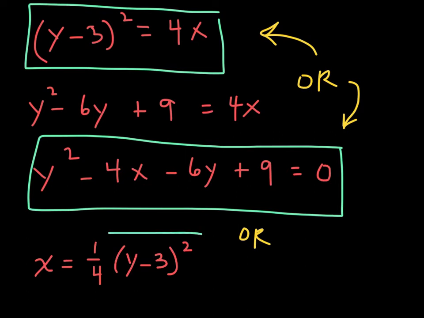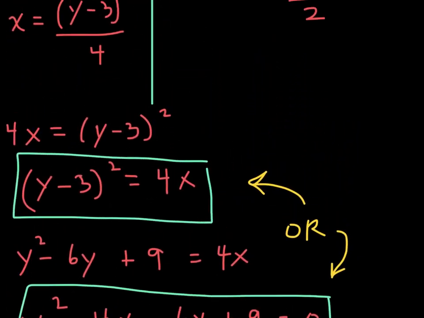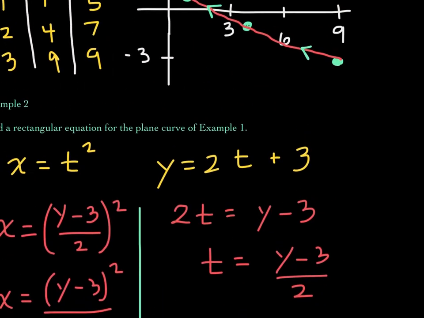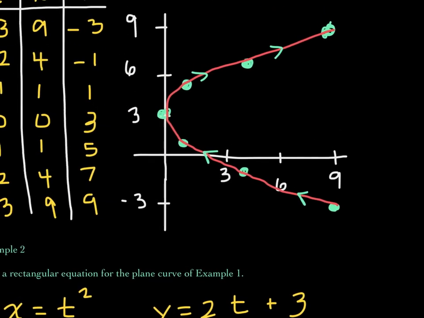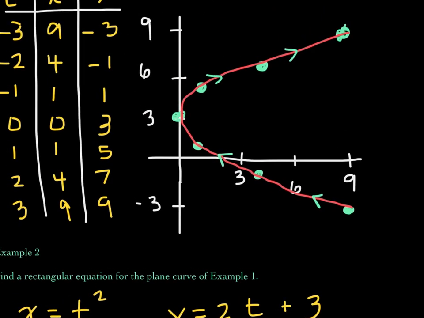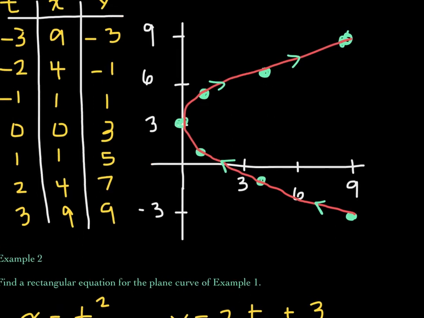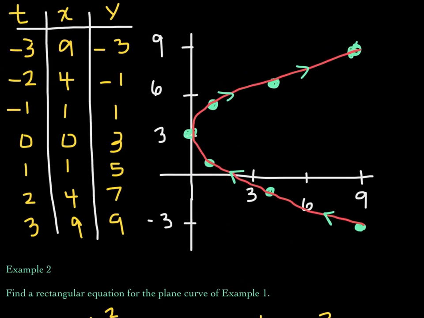But I do want to call something to your attention. This equation is for that parabola that is opening to the right, but we need a restriction on your x values. Let me show you the picture once again. If I can scroll up. Notice that this parabola is only defined for x values from 0 to 9. If you look at the graph, or even look at the table, the smallest x value here is 0, and the greatest is 9. The graph is only defined for x values from 0 all the way to 9.